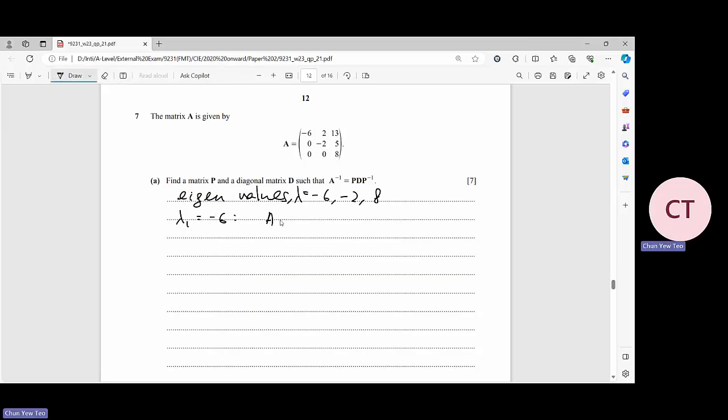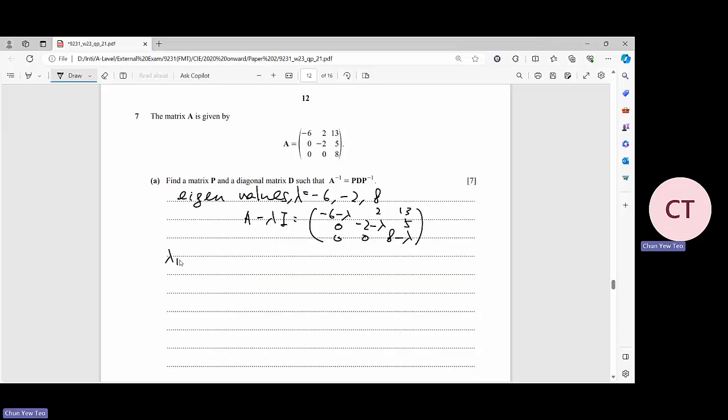Okay, so A minus, maybe we don't need to write it like this first. I need to show the A minus lambda I first. So A minus lambda I will be -6 minus lambda, 0, 0, 0. Only the diagonal is affected. The rest just copy down.